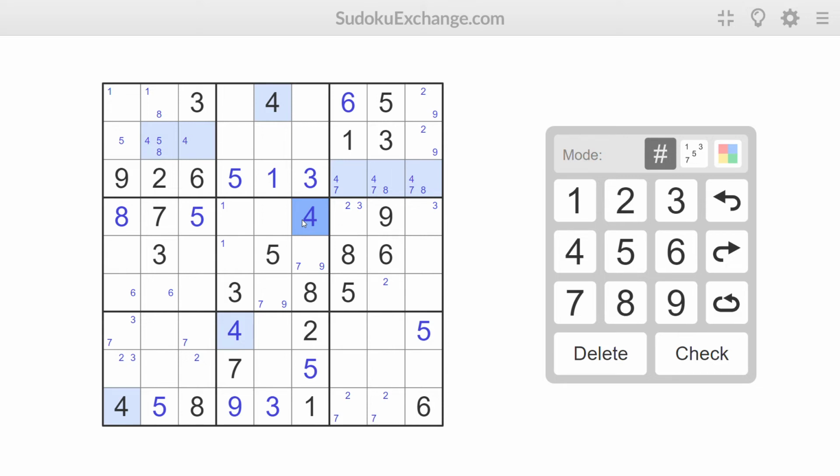Good. 4. Let's fill these two spaces with, okay, the remaining 6 and 8. Okay, already got a 5 here, so we can safely eliminate this 5 from here, leaving us just this spot to put in a definite 5.